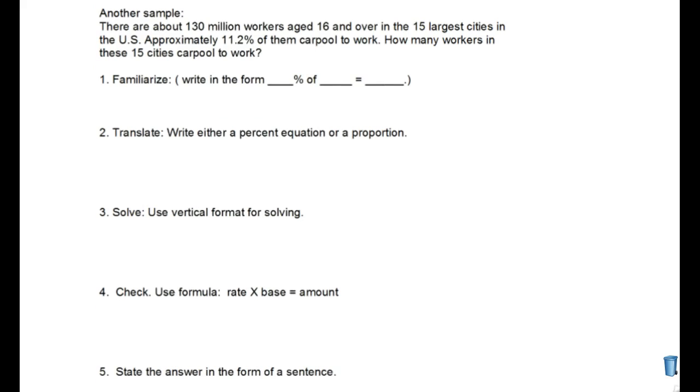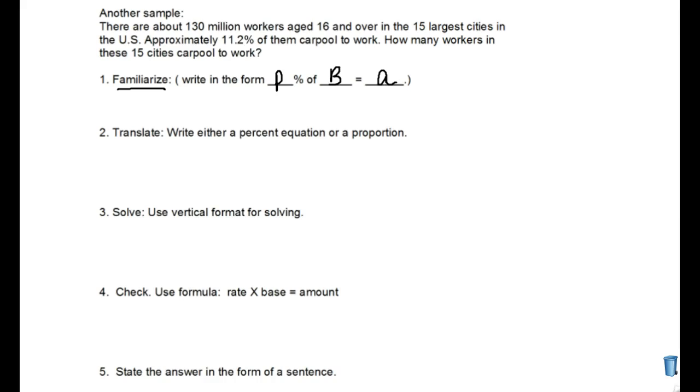Here's a problem like the ones you're going to solve. It says there are about 130 million workers aged 16 and over in the 15 largest cities in the United States. Approximately 11.2% of them carpool to work. We want to know how many workers in those 15 cities carpool to work. We want to familiarize ourselves with the situation and write it in the form of some percent of something equals something. Remember our percent, our base, and our amount, our basic percent statement.